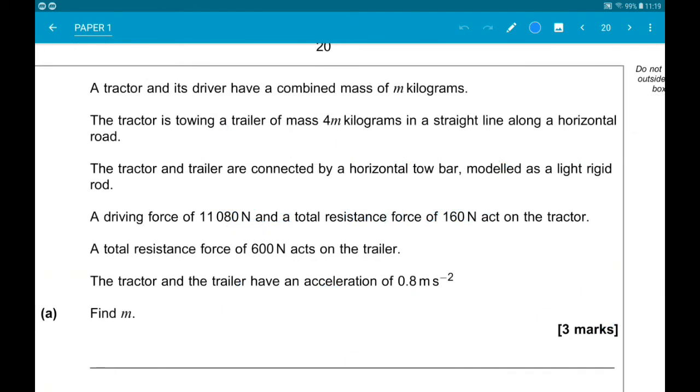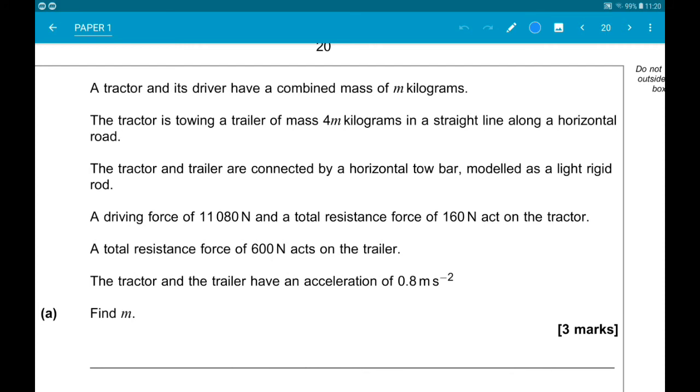15. Final question. So a tractor and its driver have a combined mass of m kilograms. The tractor is towing a trailer of mass 4m kilograms in a straight line along a horizontal road. The tractor and trailer are connected by a horizontal tow bar modelled as a light rigid rod. Now, because of that, we are able to model the system as a single particle.